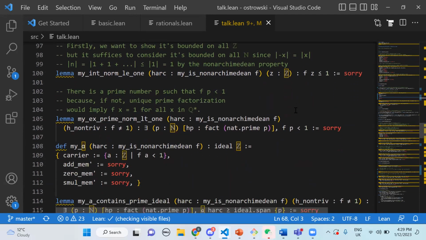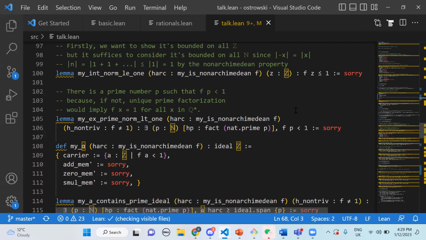And secondly, we want to consider that if f is non-Archimedean and f is non-trivial, then there exists a prime number such that its norm is strictly less than 1. We know by the non-Archimedean property that they are all smaller than or equal to 1. But now I want to show that there exists at least one prime number such that it is strictly less than 1.